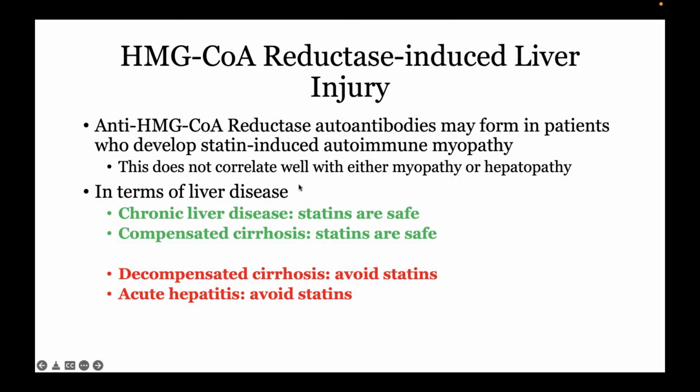And in terms of liver disease, this is what we need to remember. For chronic liver disease, for compensated cirrhosis, it's okay to use statins. They're safe. For decompensated cirrhosis or somebody with acute hepatitis, you're not going to start a statin. But with decompensated cirrhosis, you're avoiding statins not because they cause more damage, but because people with decompensated cirrhosis will not live long enough to get the benefit they need from the statins. So a lot of people, including the recent AASLD guidelines, advocate stopping the statins or not starting them in somebody with decompensated cirrhosis.